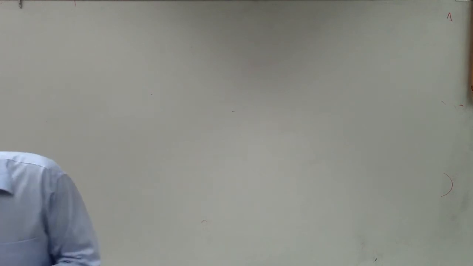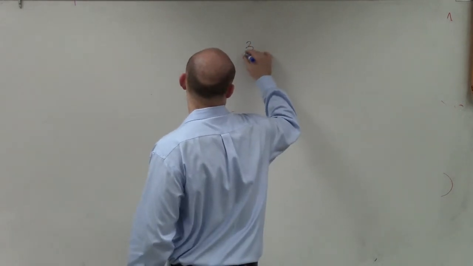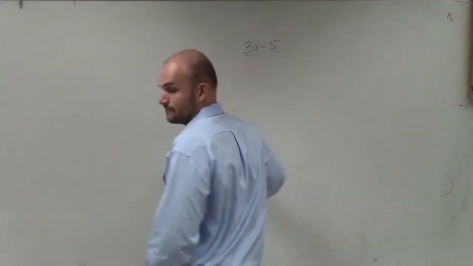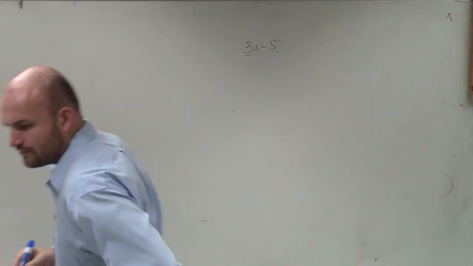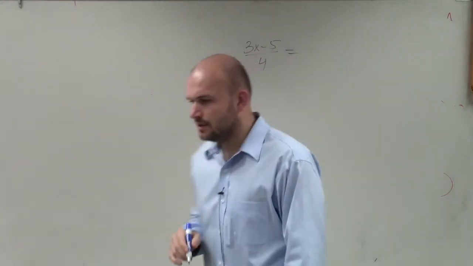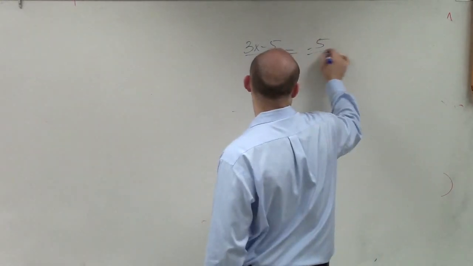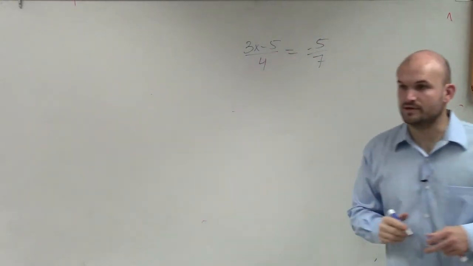So let's do question number 8 first, which would be 3x minus 5 over 4 equals negative 5 over 7. Correct? Is that the correct problem, AJ? Is that the correct one you're looking for?